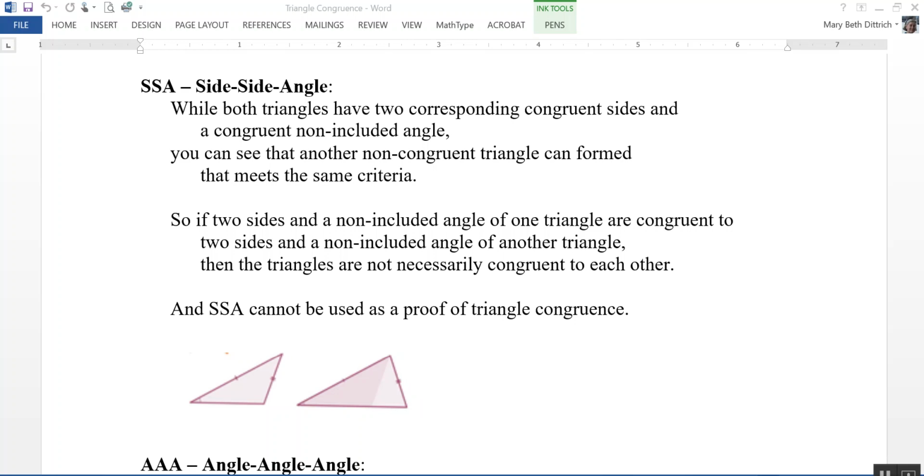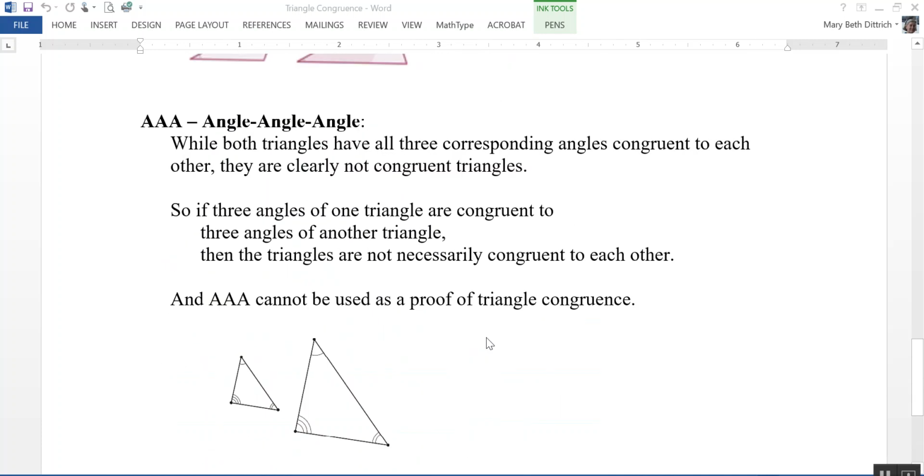So if two sides and a non-included angle of one triangle are congruent to two sides and a non-included angle of another triangle, then the triangles are not necessarily congruent to each other. So SSA cannot be used as a proof for triangle congruence.